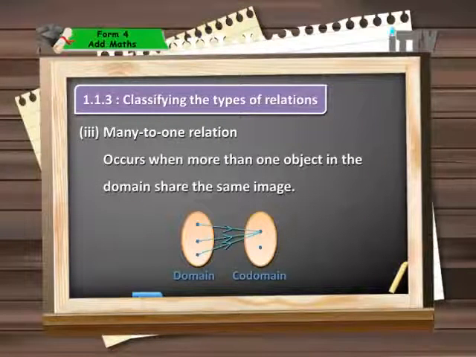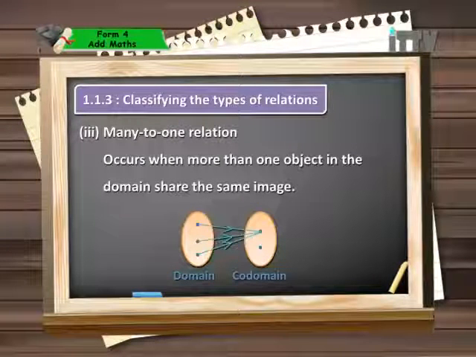Thirdly, a many-to-one relation occurs when more than one object in the domain share the same image. Do look at the arrow diagram in the slide, viewers. In the domain, we have 3 values this time, meaning to say that there are 3 objects. But it can sometimes happen that all 3 objects corresponded to the same image in the codomain. This is what we call a many-to-one relation.